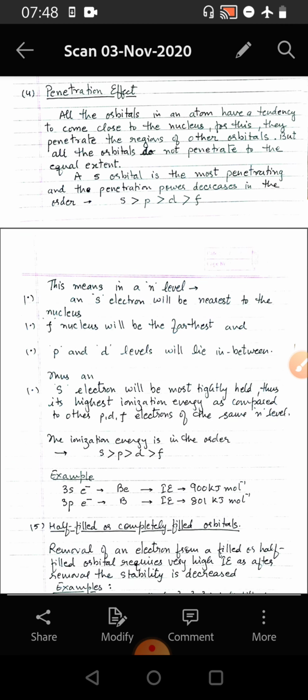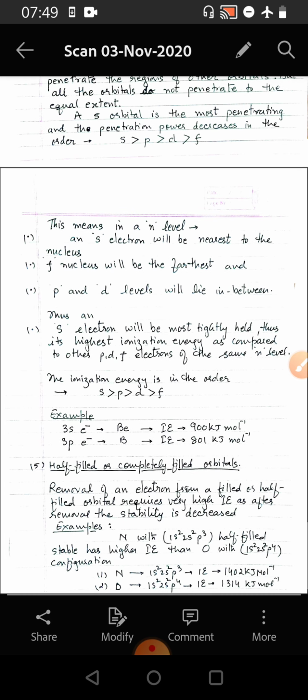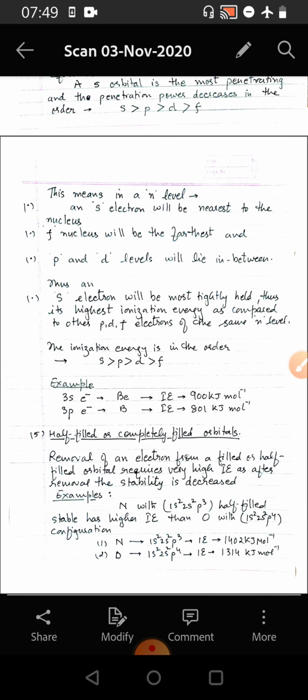Then next we come to the penetration effect. All the orbitals in an atom have a tendency to come close to the nucleus. For this, they penetrate the regions of other orbitals, but all the orbitals do not penetrate to the equal extent. The s orbital is the most penetrating and the penetration power decreases in the order: s has greater penetrating power than p, which has greater penetrating power than d, which has greater penetrating power than f. This means in an n level, an s electron will be nearest to the nucleus, f will be the farthest, and p and d levels will lie in between.